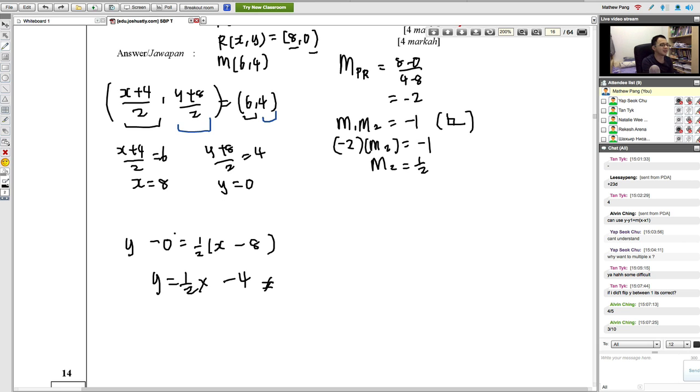Alright, this is how we do it, because I know the line just now, which is the red line, will pass through the coordinate R, which is (8, 0). And because they are perpendicular, this line will have the gradient of 1 over 2. So I just substitute everything. Gradient is 1 over 2, my x value is 8, and my y value is 0. Then I solve this one, then I can get the equation.